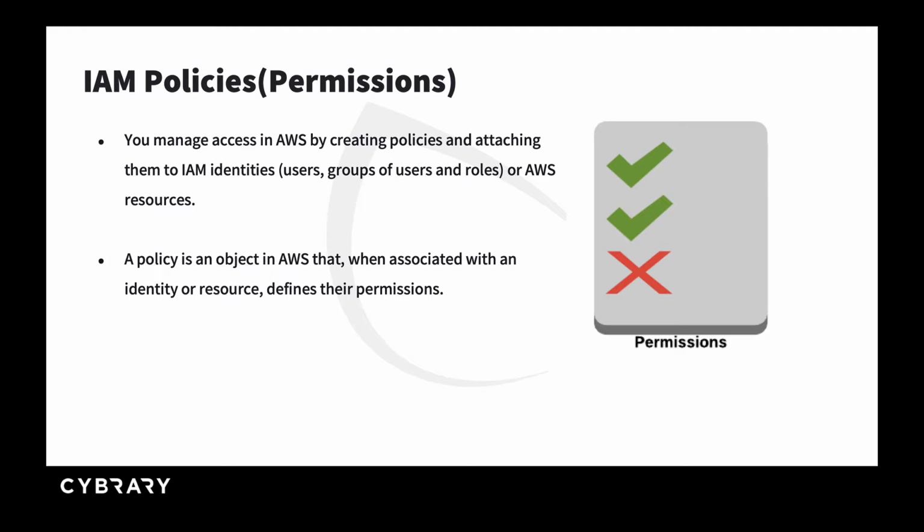Permission policies are the enforcers of IAM. You manage access to the AWS resources and services by creating policies in IAM and applying them to different identities such as users, groups, and roles. You can also apply them to some AWS services and resources. When you apply a policy to an identity or service, this defines their permissions.